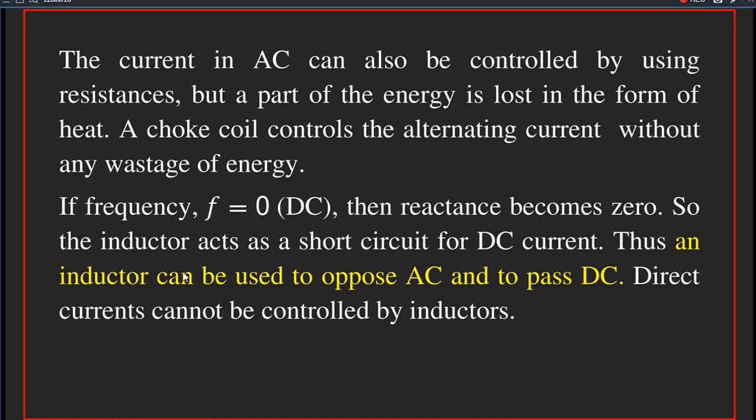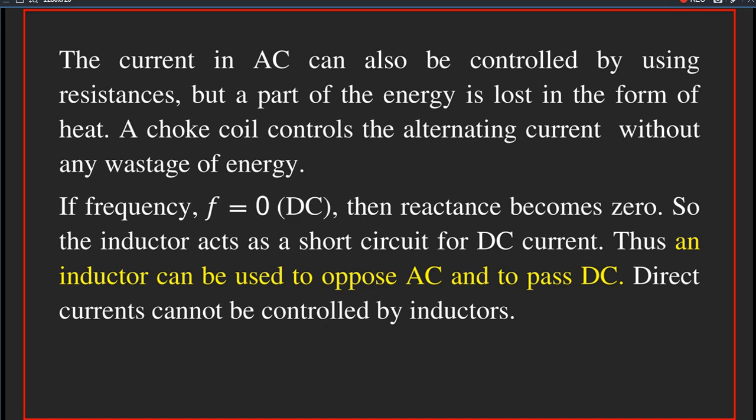But what is the case for DC? In the case of DC, frequency is 0. So the reactance becomes 0 because XL is equal to omega L, which will be 0. So the inductor has nothing to do with a DC circuit. It is just a short circuit for DC. Short means there is no resistance or reactance offered by an inductor towards the flow of DC. So an inductor is an easy path for DC, but it is a difficult path for AC. So direct currents cannot be controlled by using inductors.